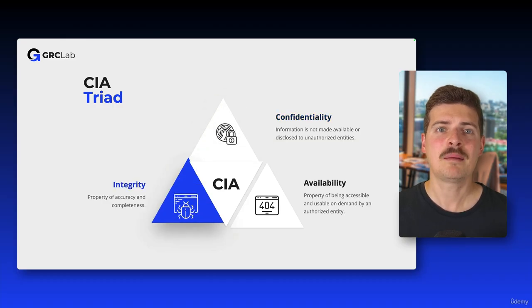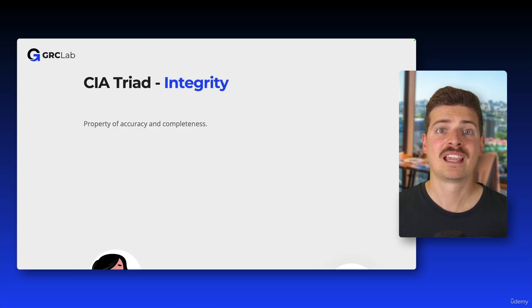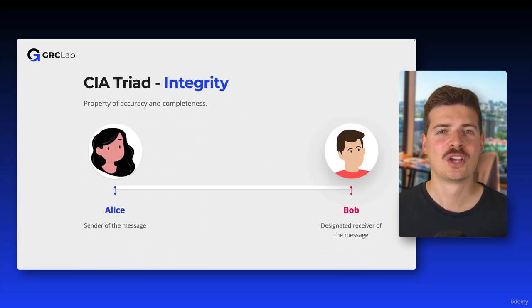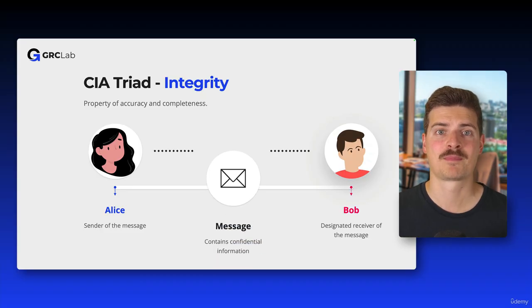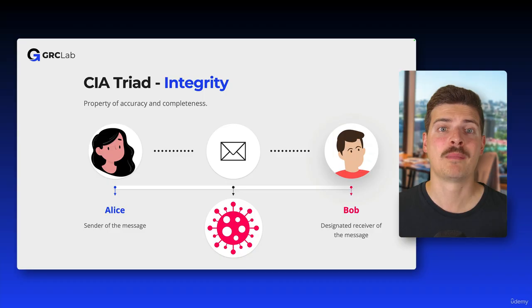Alright, next up, let's have a look at integrity. Integrity is the property of accuracy and completeness. Don't worry, this may sound complicated, but in fact it's not. Again, let's assume Alice wants to send another message to Bob. Just like before, an attacker is able to gain access to the message.